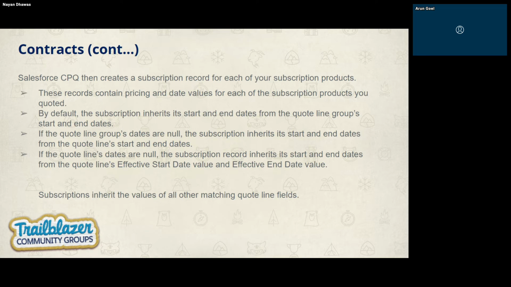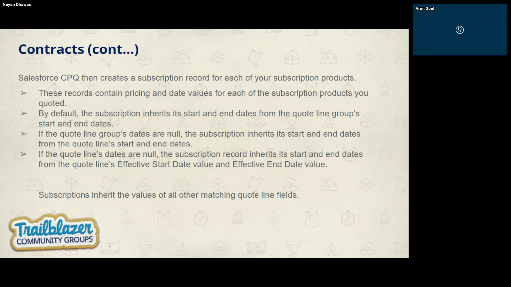Now we saw that out of the box there were a few fields like list price, quantity, the dates, everything. These came from your quote line to orders to contracts. But apart from these fields, if you want any other custom field that you created to flow to your order products or to your subscription, in that case, we have a concept of twin fields in Salesforce CPQ.